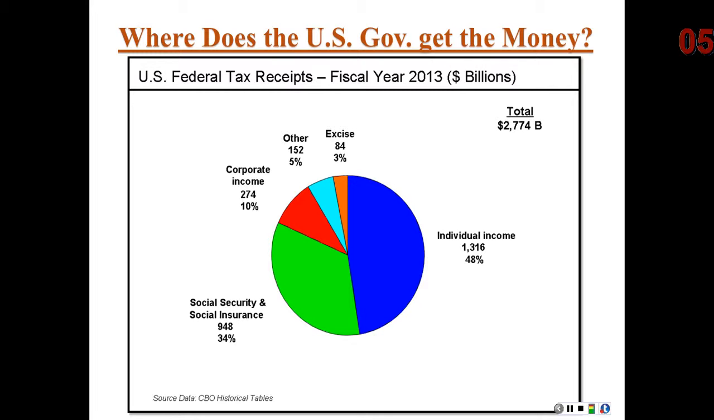We do get some money from corporate taxation, as well as we still have some federal taxes on, for example, tobacco and gasoline. These are called excise taxes, and some import duties and other things. But again, primarily from paychecks.